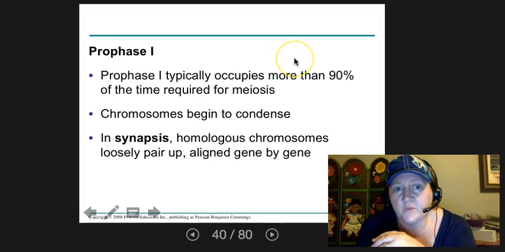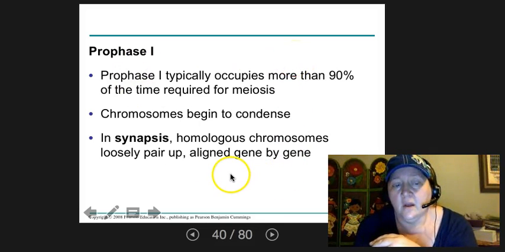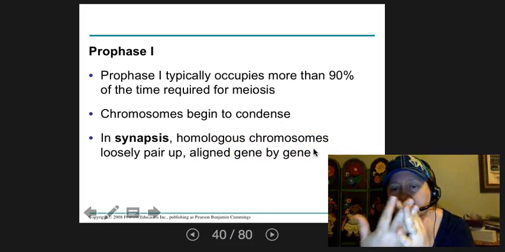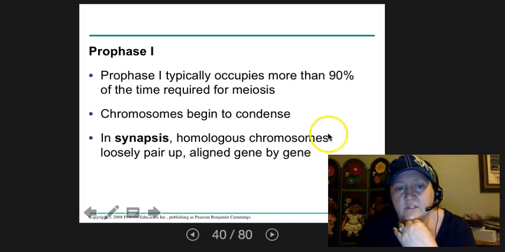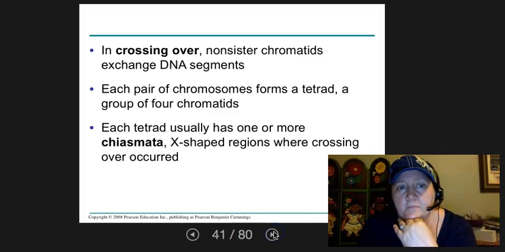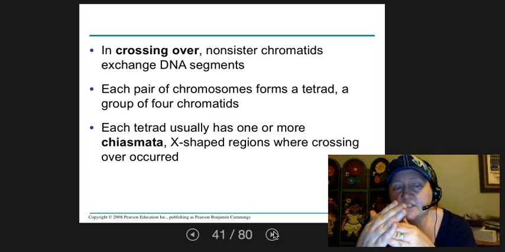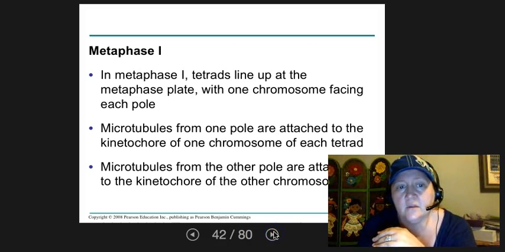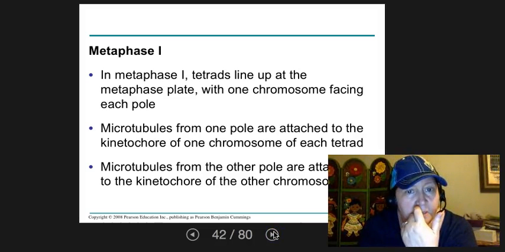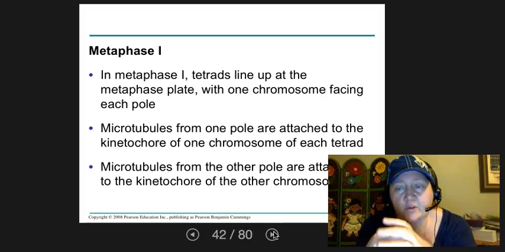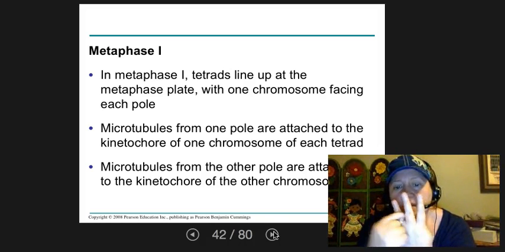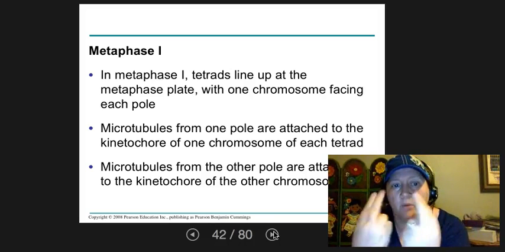So here's prophase 1. Synapsis, the homologous chromosomes come and they kind of hang out close to one another, and their arms, their tails kind of tangle together. We have crossing over where we exchange the DNA. The X-shaped points where they cross are called chiasmata. Metaphase 1, the tetrads are going to line up. They're a tetrad because there's 4 copies, right? I have 2 sister chromatids from dad and 2 sister chromatids from mom. We call that a tetrad.